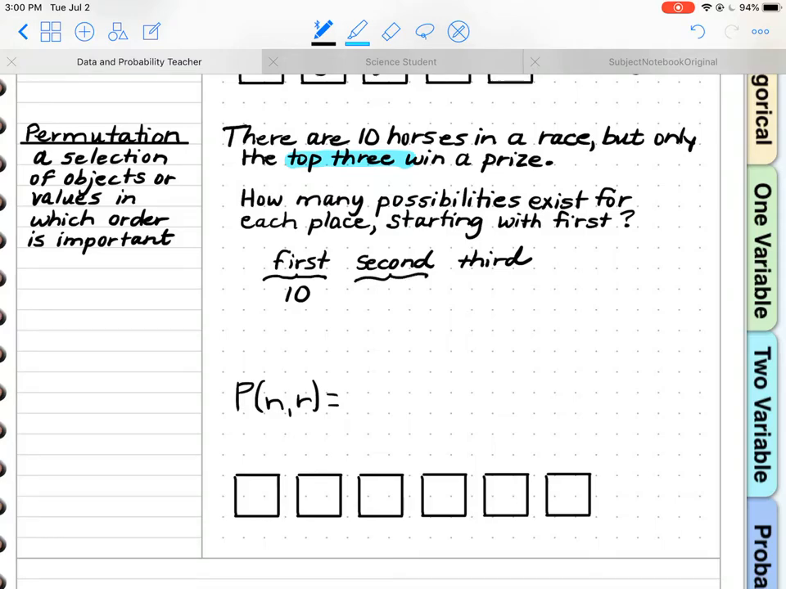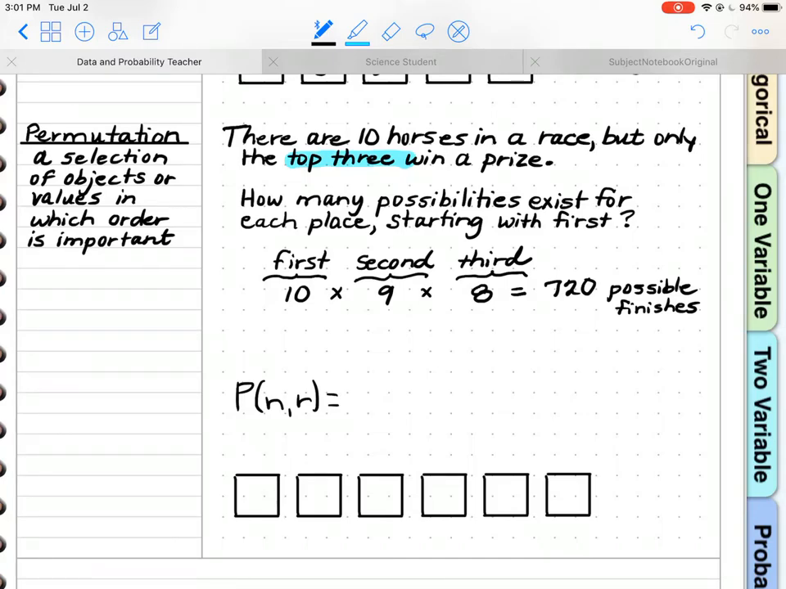But once you take out the winner, there are only 9 possibilities for second place. And once you take out first and second place, there are only 8 possibilities for third. This is a permutation, and we're going to multiply to get our answer. So we're going to say 10 times 9 times 8, and that's 720 possible finishes. And if you're one of those 3, you win a prize. If you're not one of those 3, you don't win a prize. Okay?